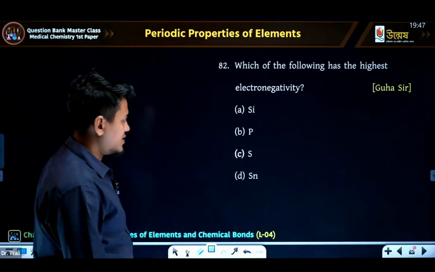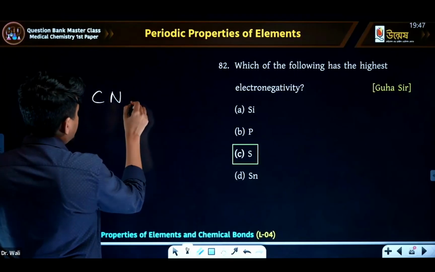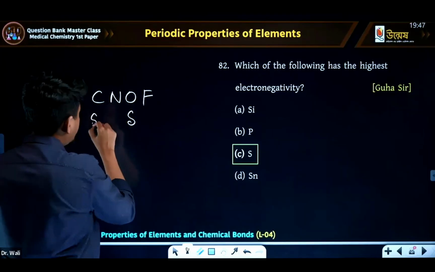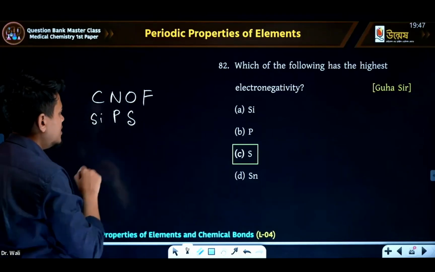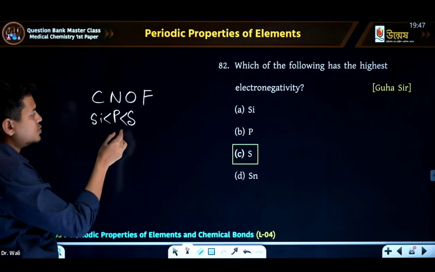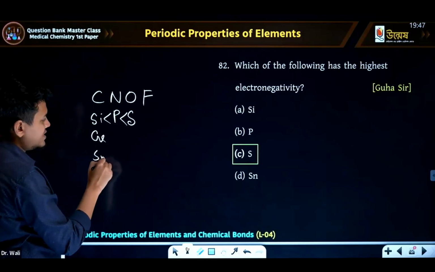Which of the following has the highest electronegativity? Certainly sulfur. Why? Let's look at the position. Carbon, nitrogen, oxygen, fluorine. After oxygen comes sulfur. After carbon comes silicon. After nitrogen comes phosphorus. So higher electronegativity will be on the right side. So sulfur should show the highest electronegativity, then phosphorus, then silicon, and after that we will get the rest.